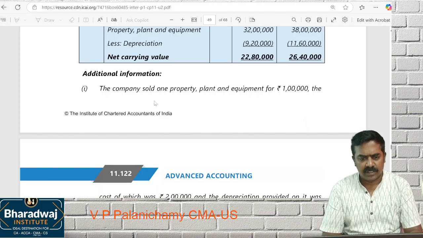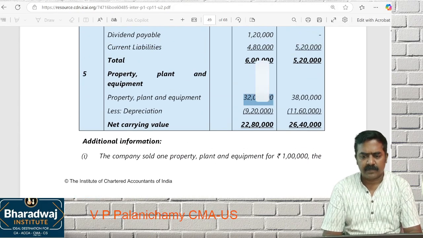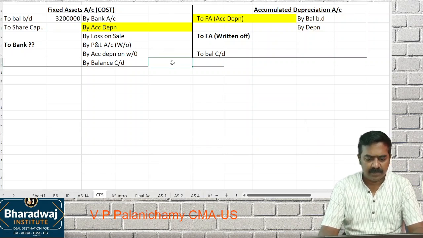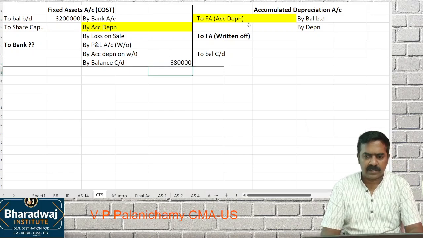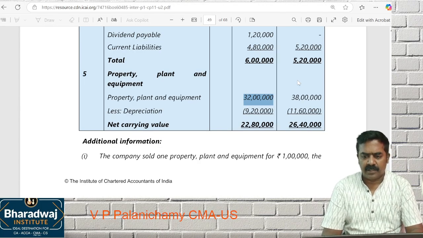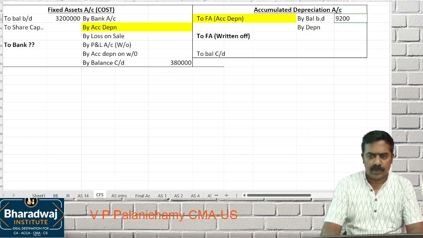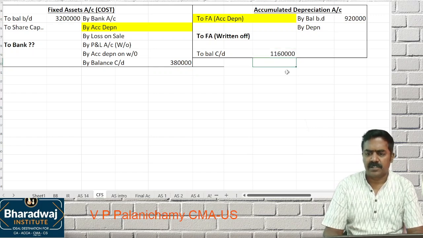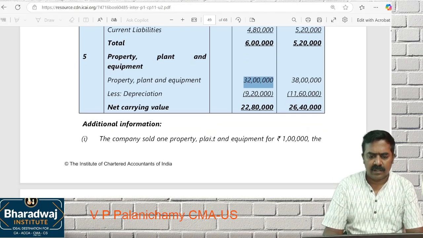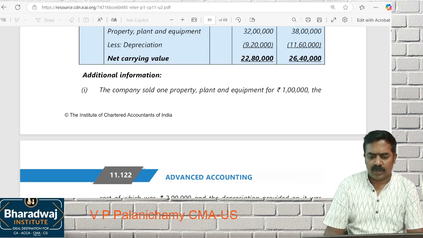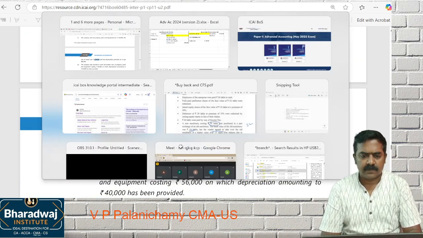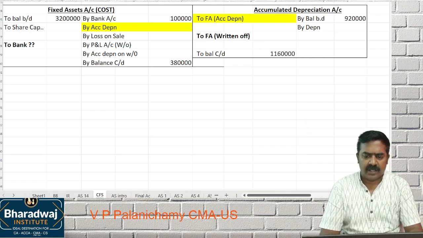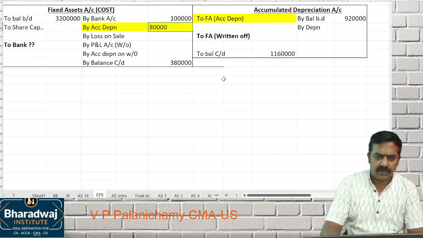Okay. What is the fixed assets PPE opening balance? 32 lakhs. Closing balance 38 lakhs given to us. Accumulated depreciation opening balance 9,20,000 and 11,60,000 is given to us. Then we sold a plant for 1 lakh. Cost is 2 lakhs. Accumulated depreciation on the plant is how much? 80,000.